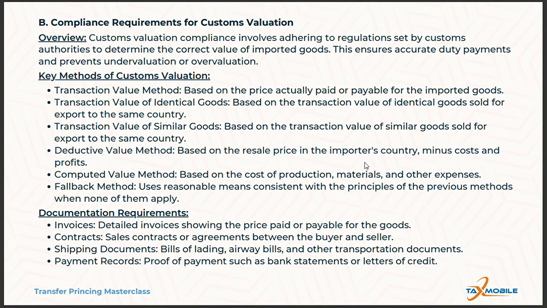Shipping documents. Documents like bill of lading, airway bills, and other transportation documents which provide evidence of shipment and freight costs incurred. Payment records too. Your proof of payment, such as a bank statement or letter of credit, can help customs authorities verify the transaction value and ensure that it reflects the true price paid for the goods.